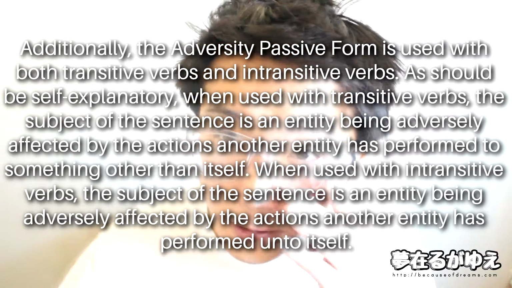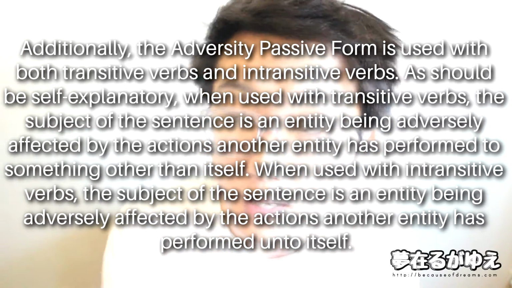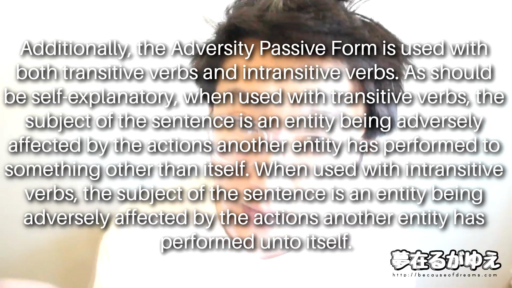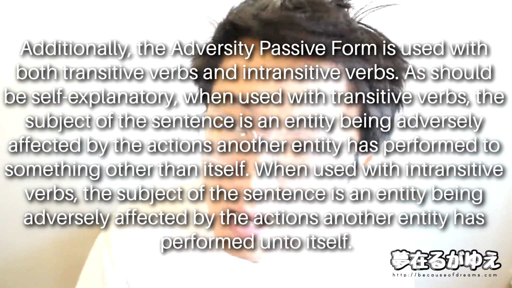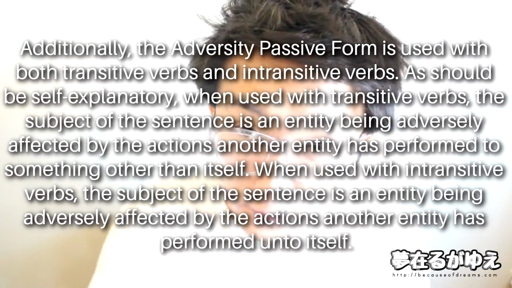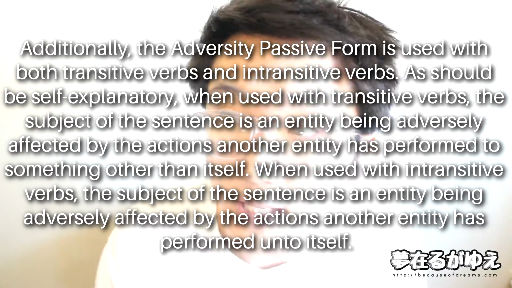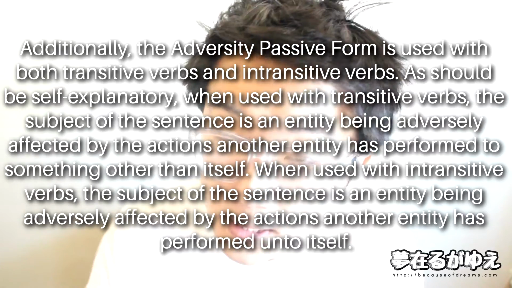But now we're covering the adversity passive form with intransitive verbs. So that means the subject of the sentence is still going to be adversely affected by an action, and that action is still going to be performed by a separate entity other than the subject, but the verb is going to be an intransitive action, as in that entity is performing the action onto itself, yet the subject of the sentence is still being affected by that somehow.